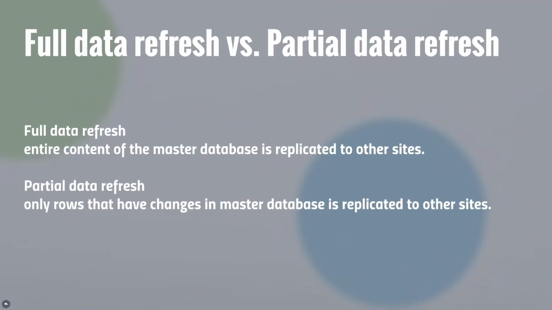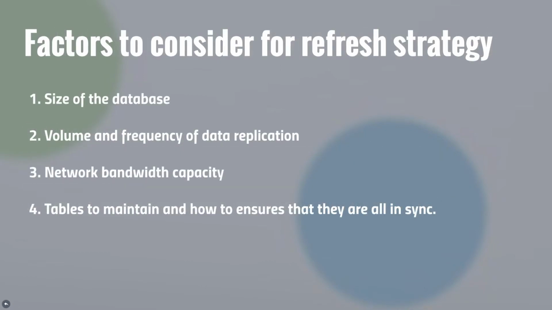There are two options in data replication. The first one is full data refresh, where the entire content of the master database is replicated to the other side. Next is partial data refresh, where only the rows that have changed in the master database are replicated to the other side. The factors to consider for refresh strategies are the following: size of the database, volume and frequency of data replication, network bandwidth capacity, tables to maintain, and how to ensure that they are all in sync.